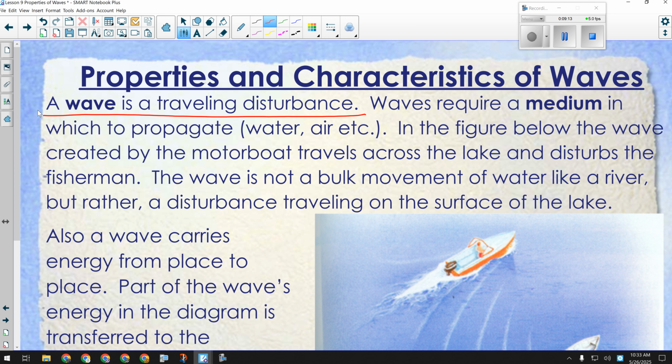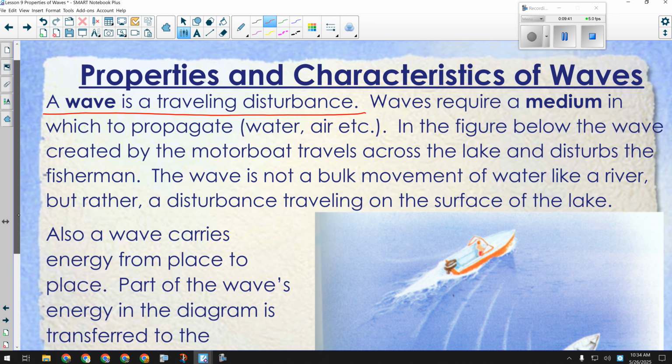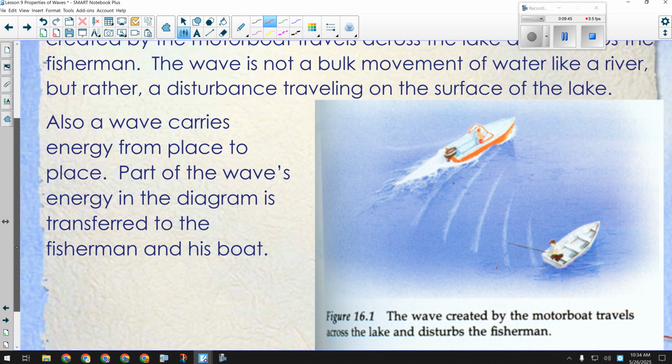Now, how do we know a wave is energy? If you have energy, you can do work. Can waves do work? I've seen lots of evidence. If you've ever watched the news, when there's a tidal wave, waves can do a lot of work. They carry a lot of energy. But in a simple example, like this one here, we have a motorboat that passes by a fisherman who's just sitting in his boat.